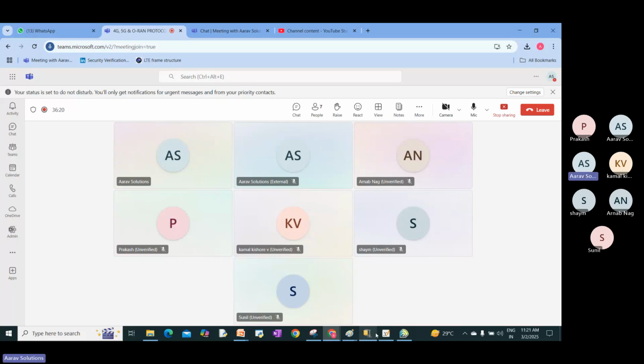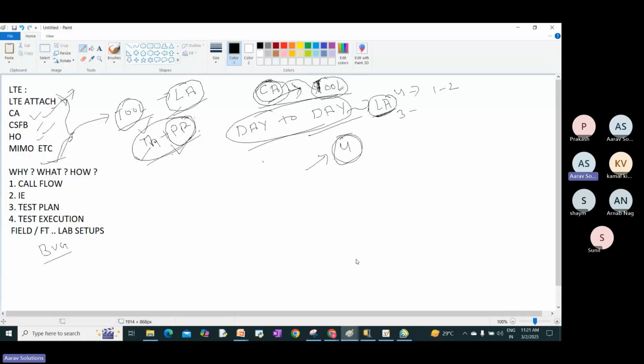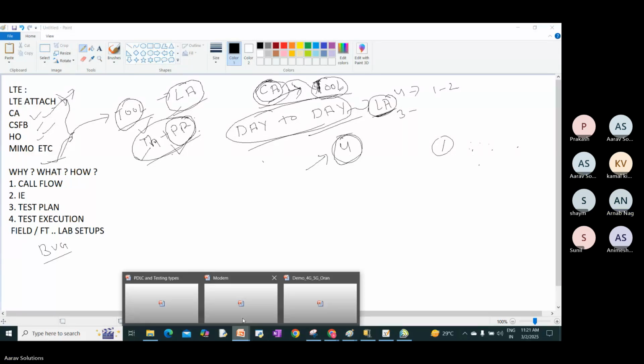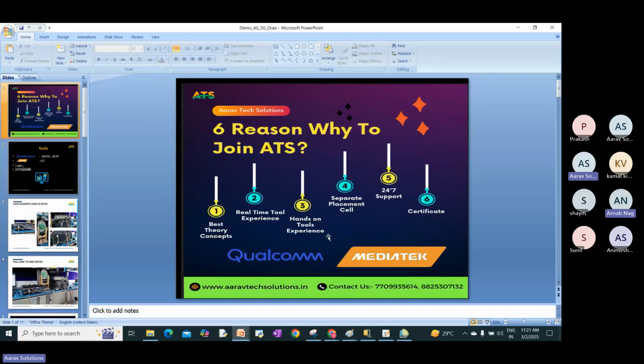So the point is, first thing, whatever tool we are using, maybe it can be QXDM, ELT, you will not get these videos on YouTube. These are proprietary tools. Whoever has a license, only they can access these tools. Second thing is my hands-on tool experience, which I'm about to discuss.